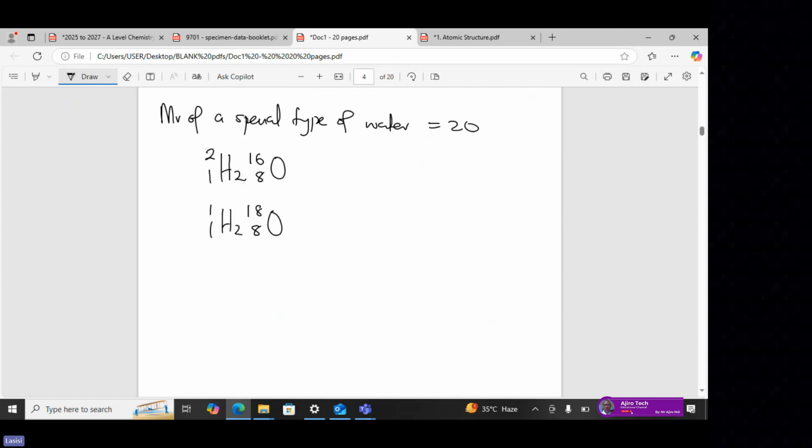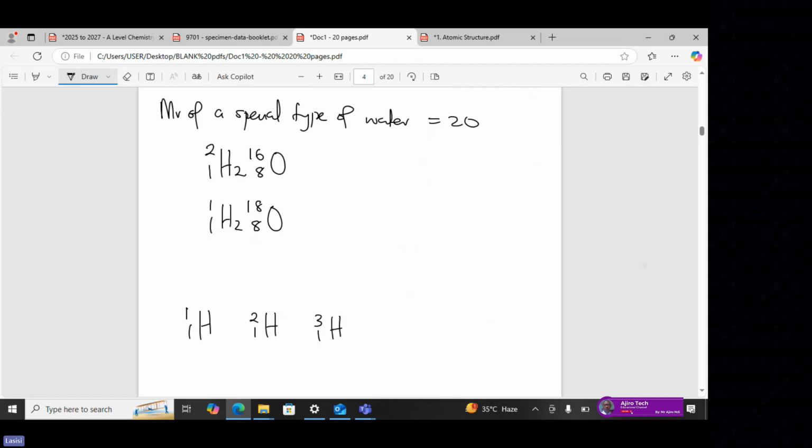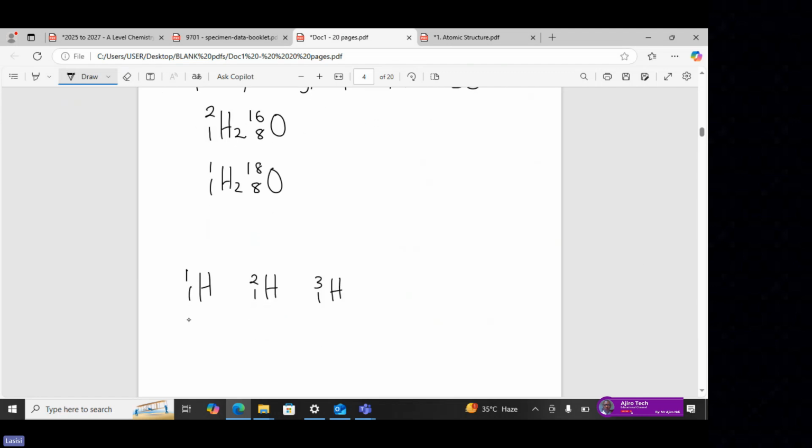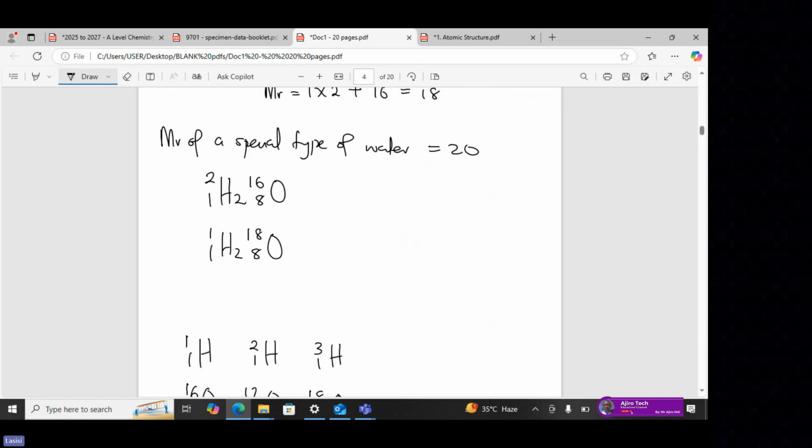There are 3 isotopes of hydrogen. We have 1 1 hydrogen, 2 1 hydrogen, 3 1 hydrogen. They are all isotopes. Are you there? There are 3 types of oxygen: 16 8 oxygen, 17 8 oxygen, 18 8 oxygen. Do you get the point now? So when you say water has a molar mass of 20, that means one of the hydrogen or oxygen must have been what? It must have been replaced.